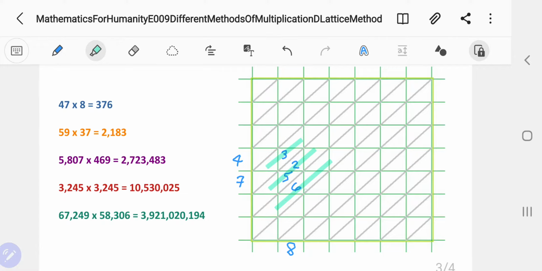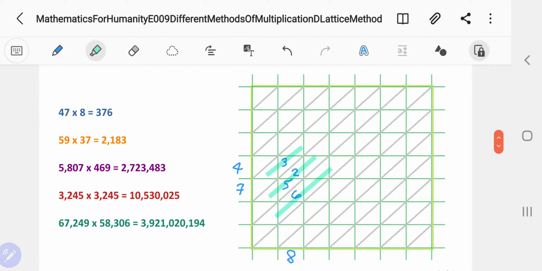So for example, in this diagonal here, you have to write 6. And then on the next diagonal you have 5 plus 2 would be 7, and then you have 3 on this diagonal. So the product of 47 by 8 is 376. So that's the first example.